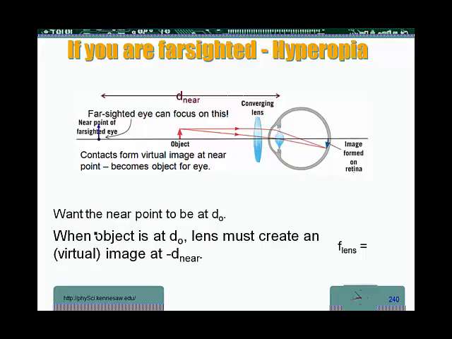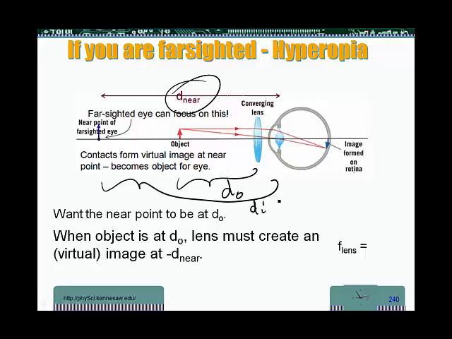In other words, if we call D near the distance separating the eye from the near point of the far-sighted eye. Now, when we wear contact lenses, then they are going to take an object at DO and form an image at DI that's equal to minus D near.